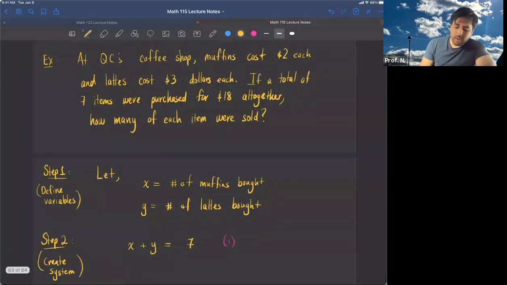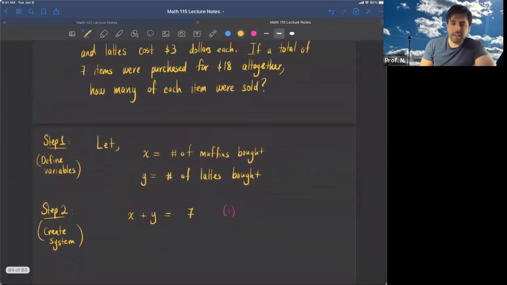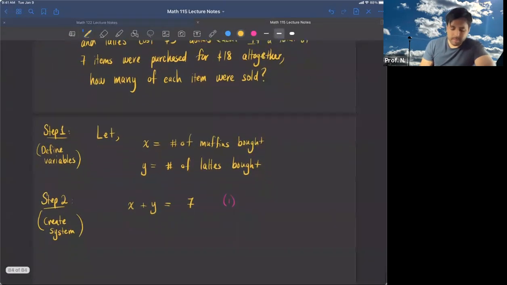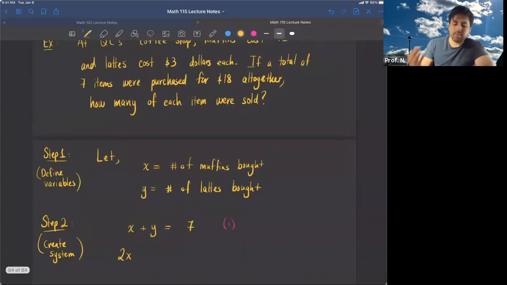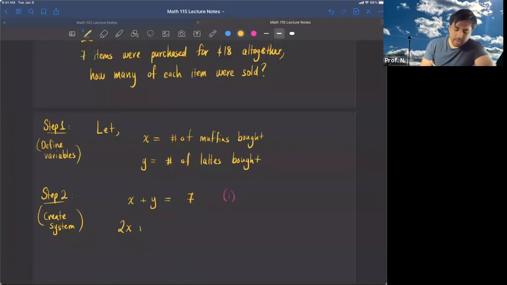And so then what's the total cost? Well, if I have X muffins, how much am I actually paying for them? I'm paying 2X for the muffins, right? And then if I have Y number of lattes, for every latte, I'm paying $3. So in total, I'm gonna have 3Y. And the total amount is gonna be 18. So the first equation tells us the total number of items, and the second equation tells us the total cost.